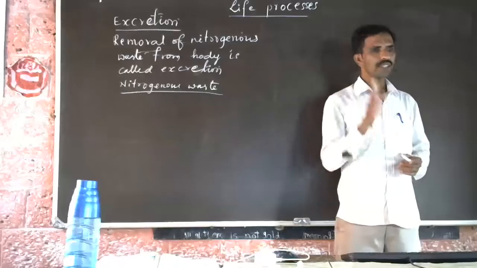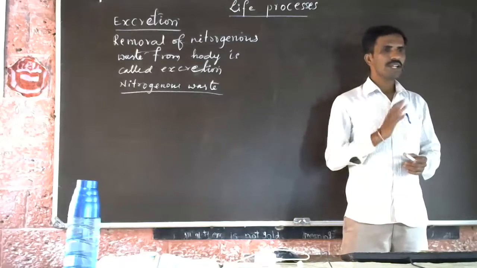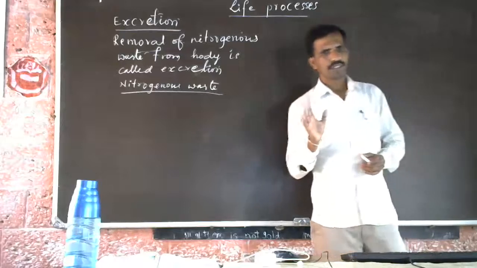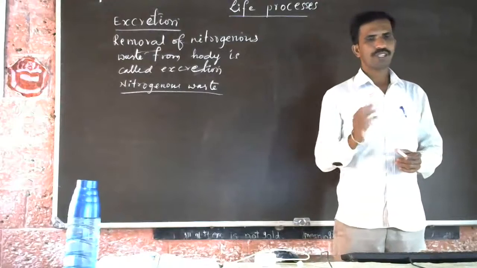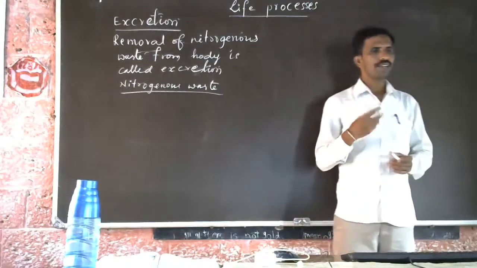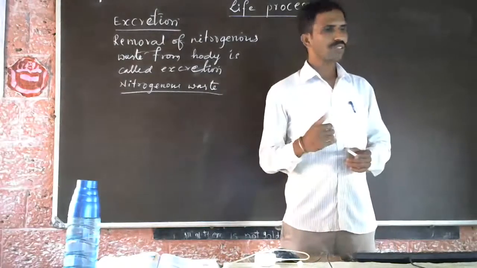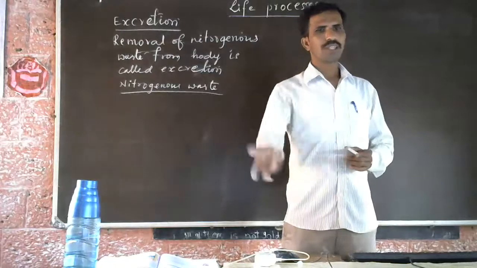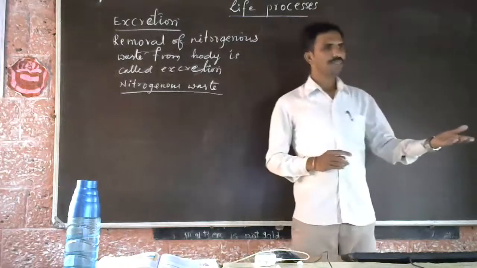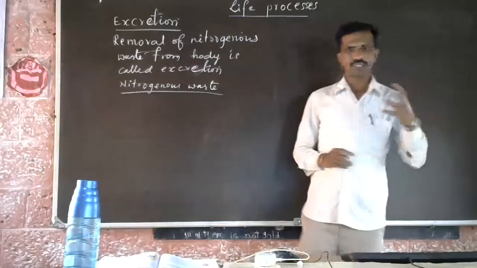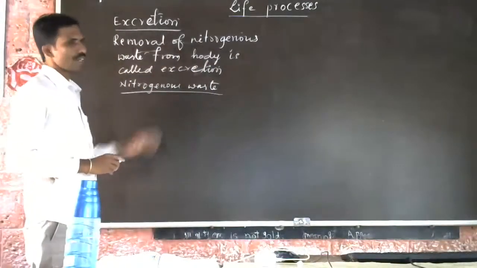But in the case of protein, we consume a lot of protein. This protein cannot be stored in the body because it has an adverse effect. When proteins are stored in the body, it will affect your body itself. That's why protein is never stored in the body. After the body utilizes the protein, it is converted into another form and thrown out of the body. That waste is the protein waste, which is called nitrogenous waste.